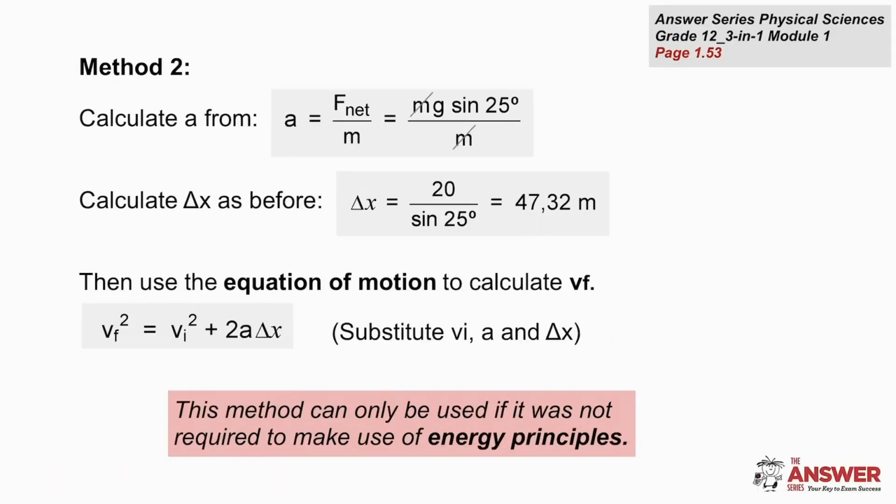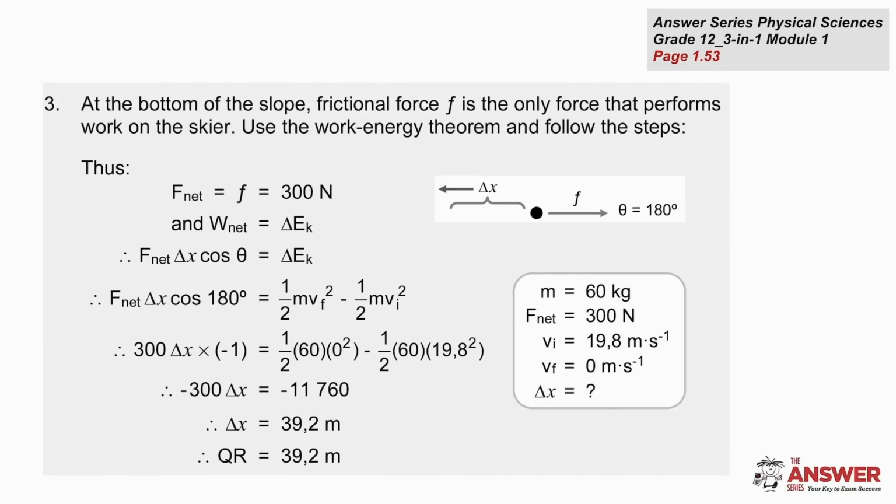If you are not constrained to energy principles, then you can use Newton's laws and an equation of motion. Get the acceleration from Newton 2 and delta x from the sine ratio. This equation of motion will yield a final velocity of 19,80 meters per second. Now, how far will the skier get before friction dissipates all this kinetic energy?